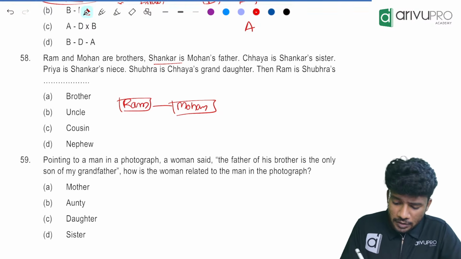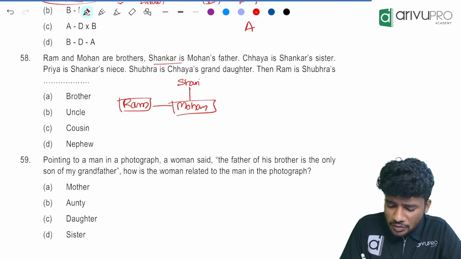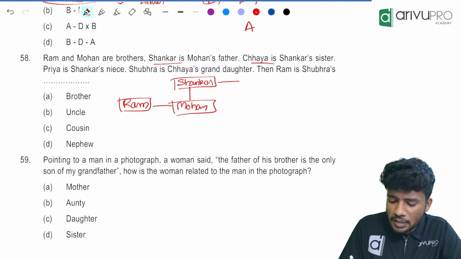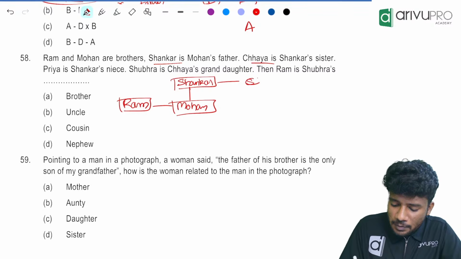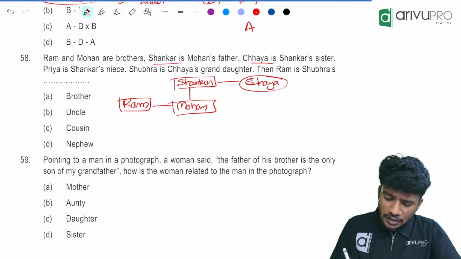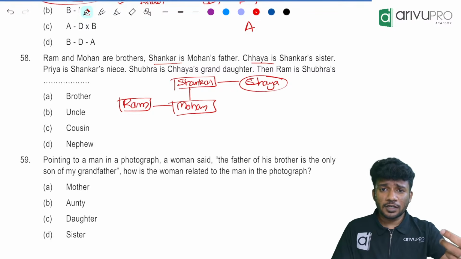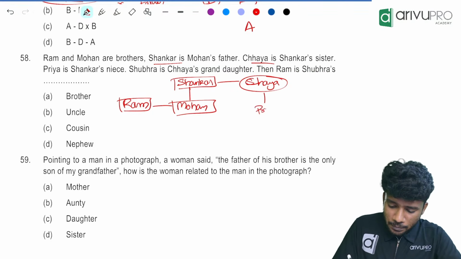Shankar is Mohan's father. That means Mohan is having a father named as what? Shankar. Shankar is over here. Put him also inside a box. Chaya is Shankar's sister. That means Shankar is having a sister named as what? Chaya. Okay, female. We'll put it in a circle. Then Priya is Shankar's niece. Priya is Shankar's niece means what? Chaya's daughter is who? Priya.